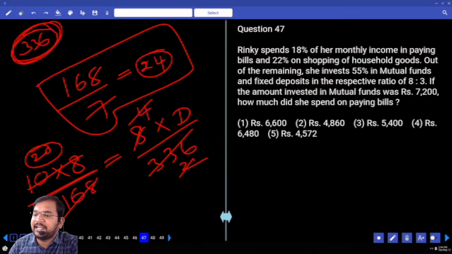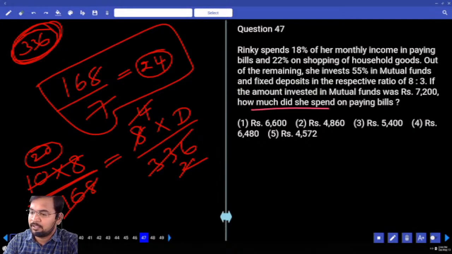Rinky spends 18% of her monthly income on paying bills and 22% on shopping for household goods. Out of the remaining, she invests 55% in mutual funds and fixed deposits in the respective ratio of 8:3. If the amount invested in mutual funds was 7,200, how much did she spend on paying bills?